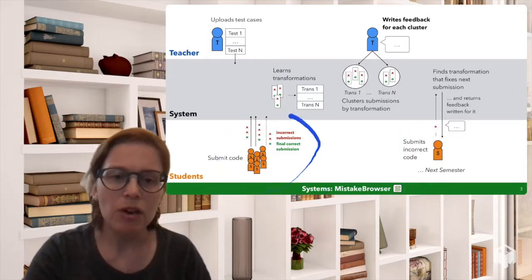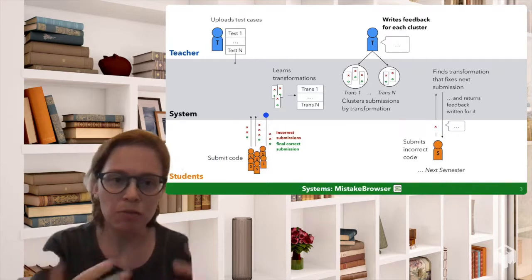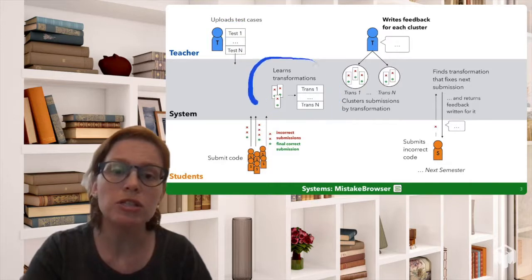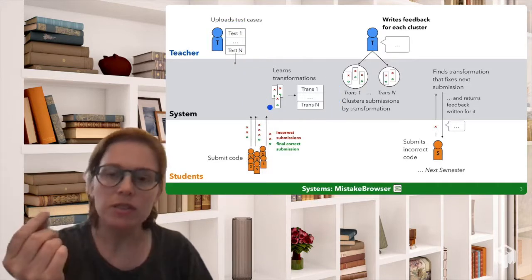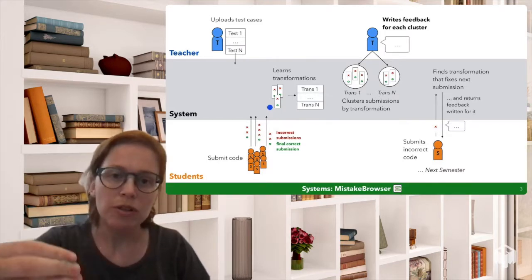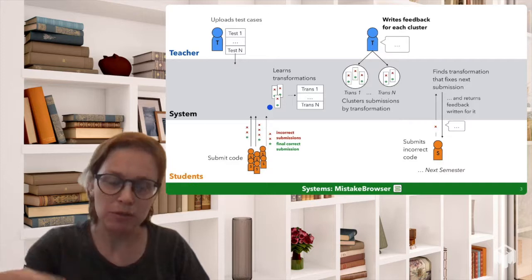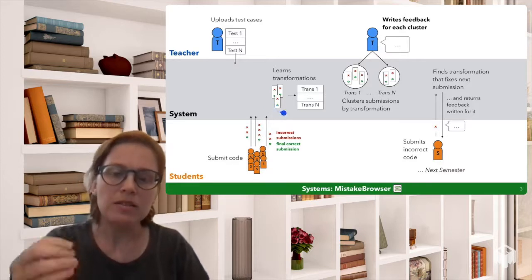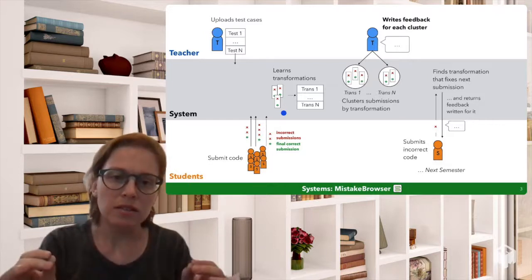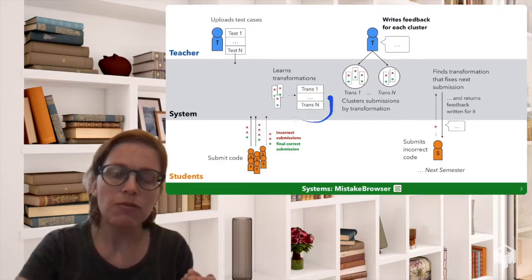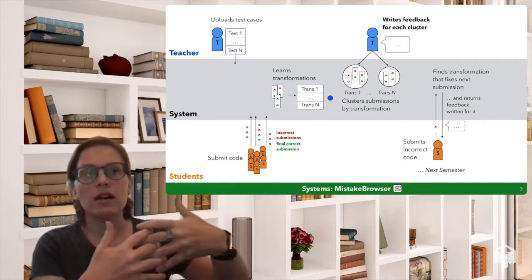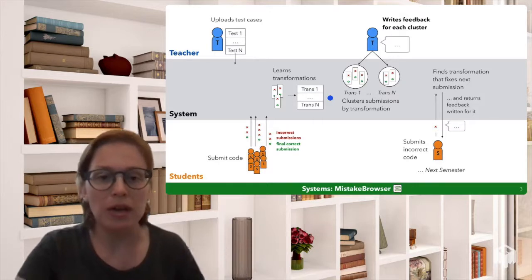Students start submitting their code in response to the posted assignment that came with some test cases from the teacher, and the system starts learning transformations from the differences between incorrect submissions from one student and subsequent correct submissions from that same student. So from these example pairs of incorrect to correct, the underlying synthesis system learns transformations that fix both that program and are generalized to fix potentially other student programs that are buggy.